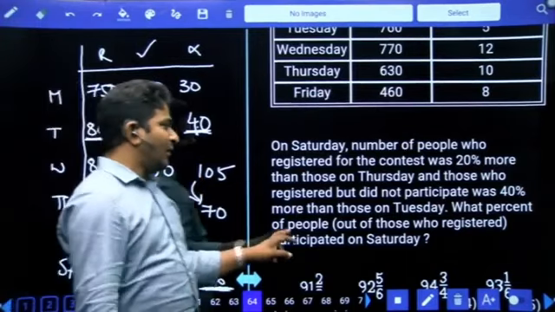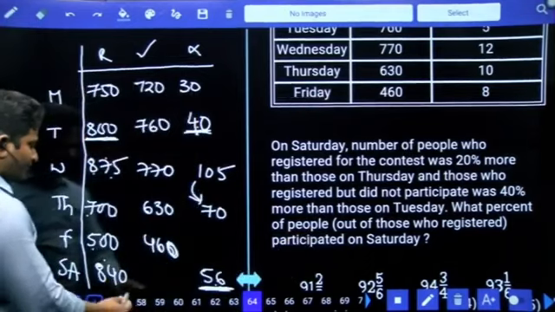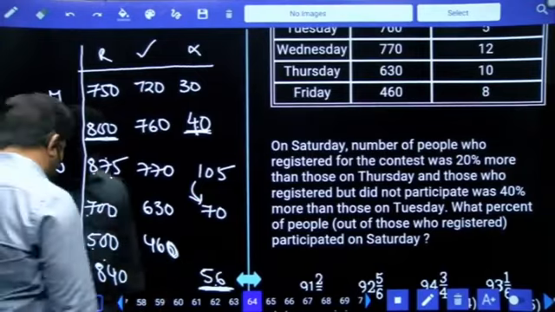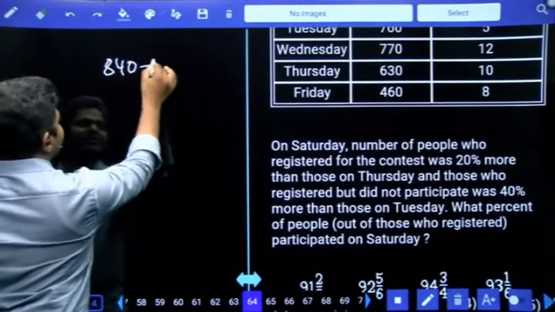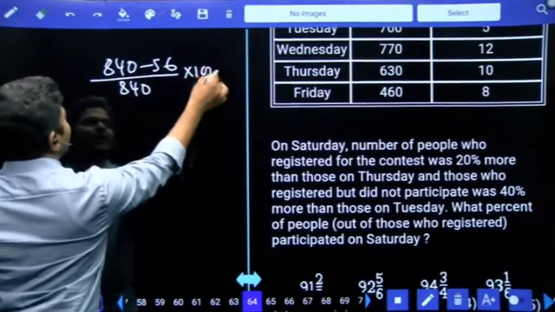What is your question? What percent of the people participated on Saturday? So out of 840, 56 people have not participated. The participated is 840 minus 56. Percentage in the sense 840 into 100.